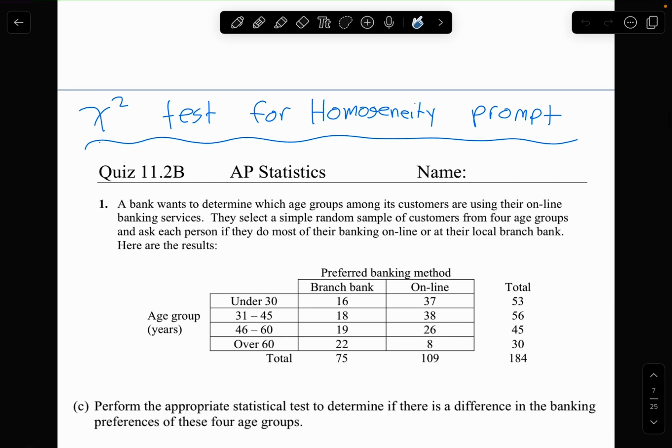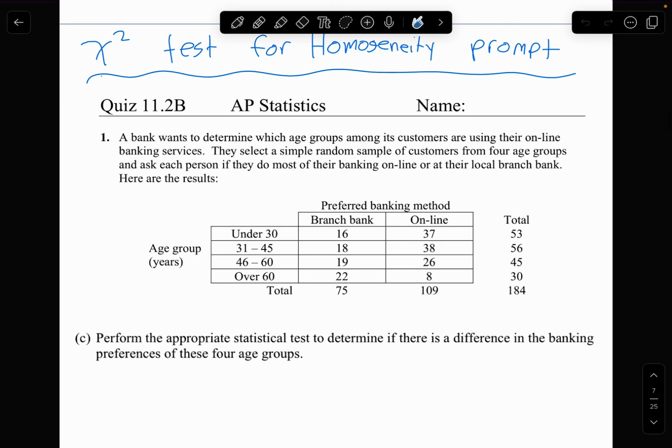So here's another example prompt that we'll go through. A bank wants to determine which age groups among its customers are using their online banking services. They select a simple random sample of customers from 4 age groups and ask each person if they do most of their banking online or at their local branch bank. Here are the results. Perform the appropriate statistical test to determine if there is a difference in the banking preferences of these 4 age groups.